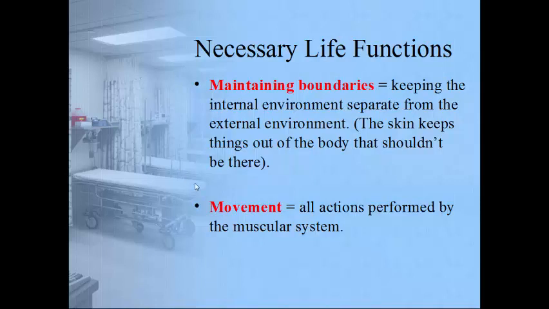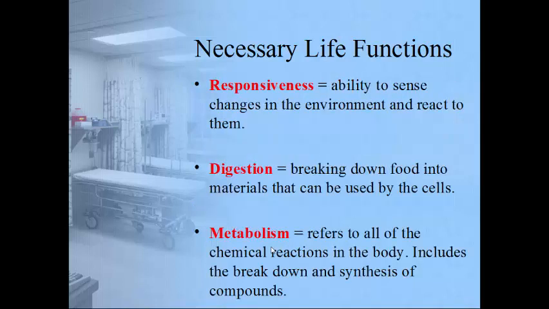Next one is movement. Of course, all actions are performed by the muscular system. You must be able to move to be considered alive. Next one, responsiveness. You can also describe this as being able to respond to stimuli. Whenever you touch something really hot, you need to be able to know that it's too hot and respond to that by taking your hand away. Or you know that you're hungry, so you know to go out and get something to eat. Being able to respond to your environment.